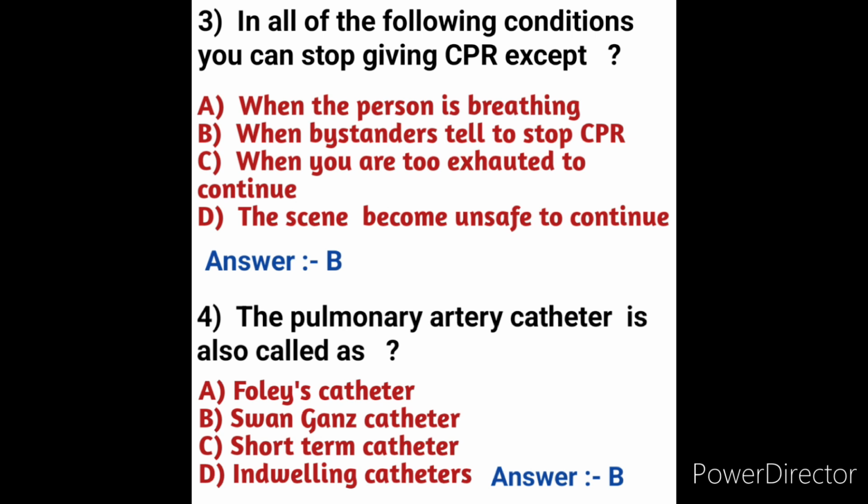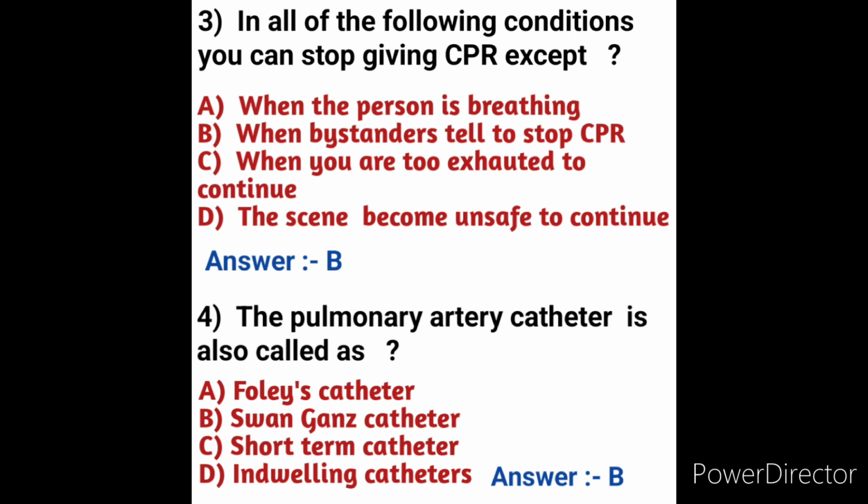Option C, short-term catheter. What is a short-term catheter? This is also a urinary catheterization, where the duration of the short-term catheter is less than 14 days. Option D, indwelling catheter. It is also a urinary catheterization, present in the bladder. It is attached to a drainage bag.